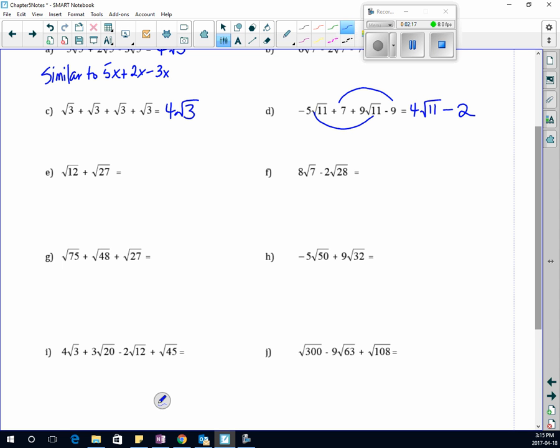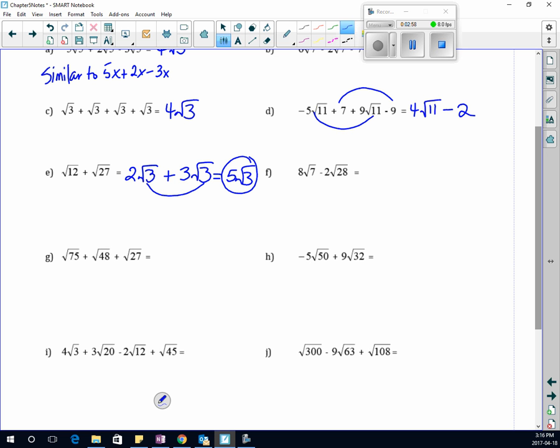Okay, then we get into ones that look like E, and you can't actually add them together the way they're written. However, if you simplify them, you can add them together. So, what can I take out of root 12? Well, there's a perfect square of a 4 I can take out, so it becomes 2, and I'm left with a 3, plus, in the radical 27, the perfect square that I can take out is a 9, so that becomes a 3, and I'm left with a 3 inside. And then, of course, now, because they're like radicals, the root 3s make it like radicals, it would become 5 root 3 is my final answer.